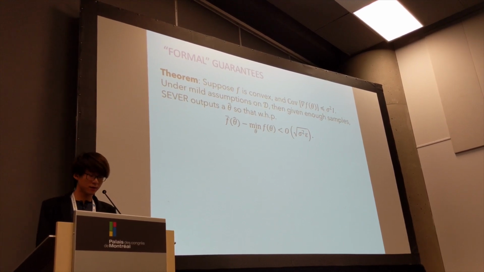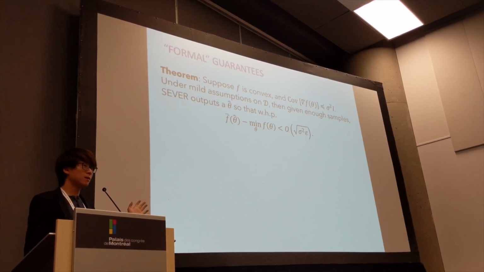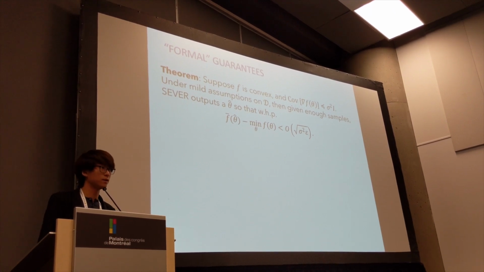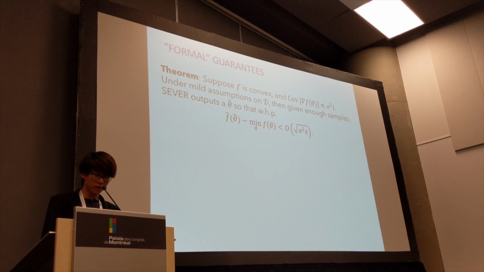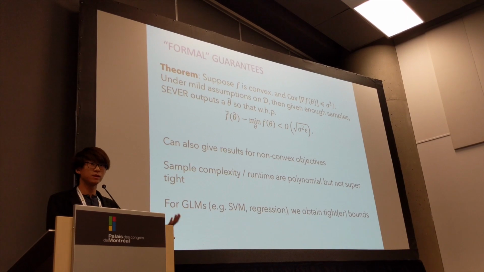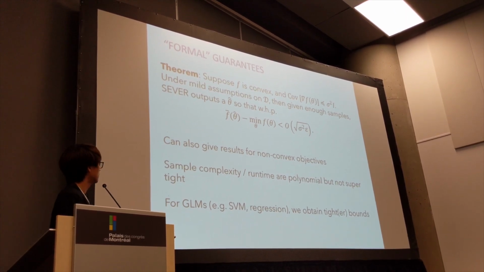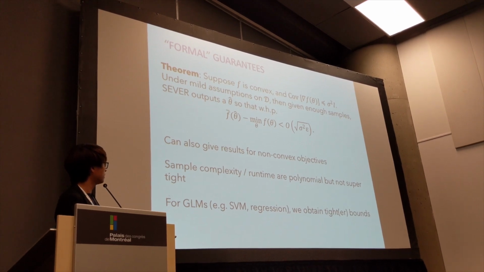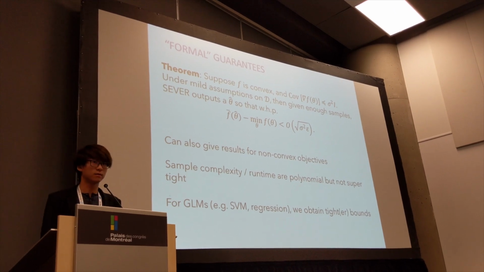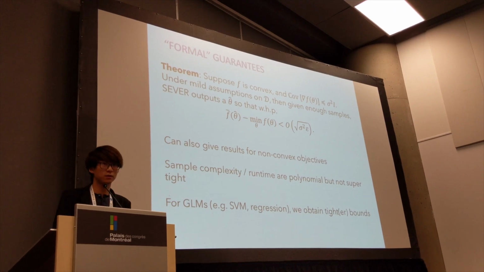Okay, and when you work through everything, you get the following sorts of guarantees. This is for convex functions: if f is convex and if the covariance of the gradients is bounded, then under some model assumptions, with enough samples, you can output an approximate minimizer with these sorts of parameters, and these are optimal. And to be extensive, we can also give results for non-convex objectives, essentially that we achieve some approximate first order minima. Again, the sample and runtime bounds that we get, in theory, are polynomial in general, but not super tight, but for specific things like generalized linear models, you can get tighter bounds. Okay, so that's it for the theory. Let me show you how it works in practice.